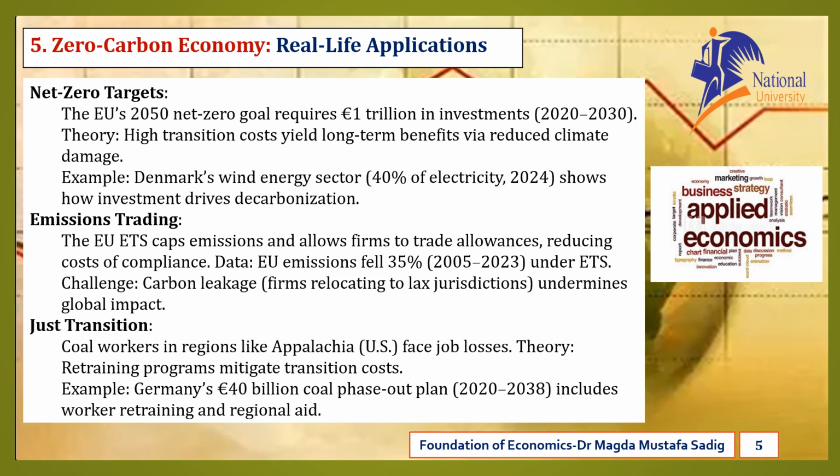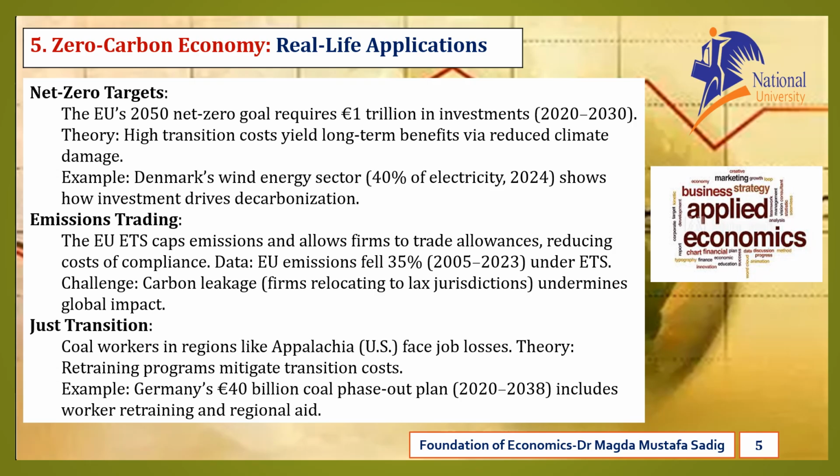The last point is the real life applications. Net zero targets. Net zero means balancing carbon emissions with actions that remove carbon, so the net impact on the climate is zero. The EU aims for net zero by 2050, but it requires huge investments, about a trillion from 2020 to 2030 for things like renewable energy infrastructure.